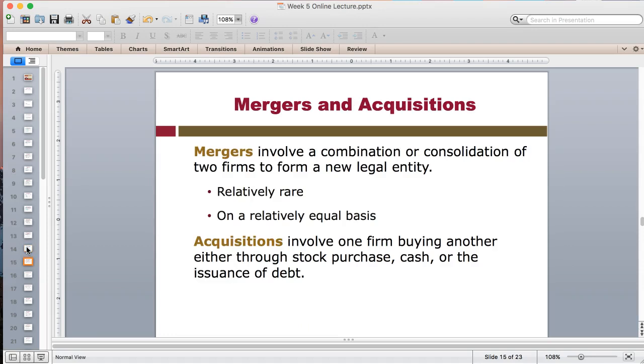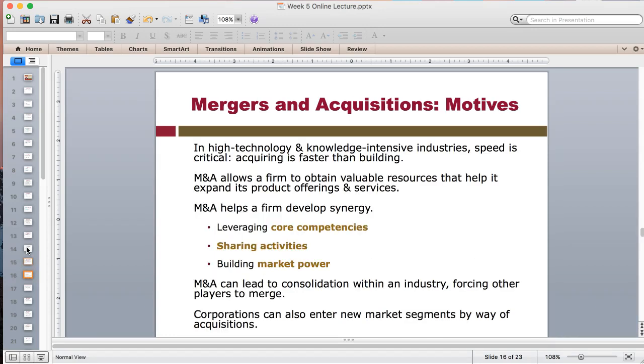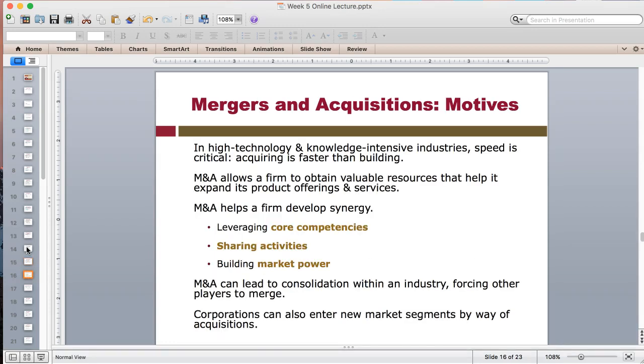Mergers generally involve a combination of 2 firms to form a new legal entity. Acquisitions involve one buying another. The mergers are actually fairly rare. Usually what you have are acquisitions. Unfortunately, a lot of times, mergers and acquisitions are done not for the greatest motives.